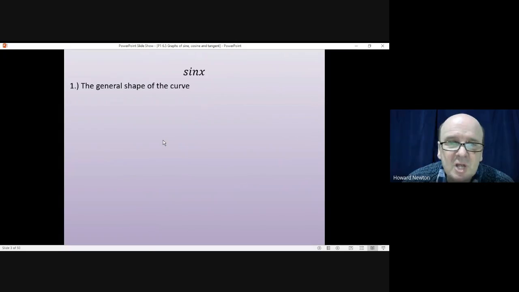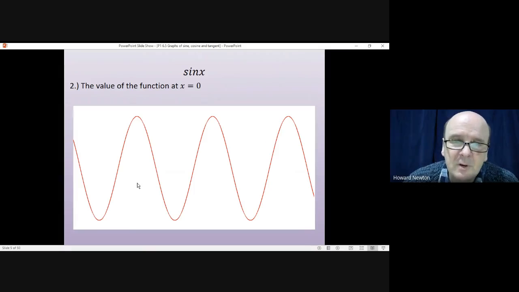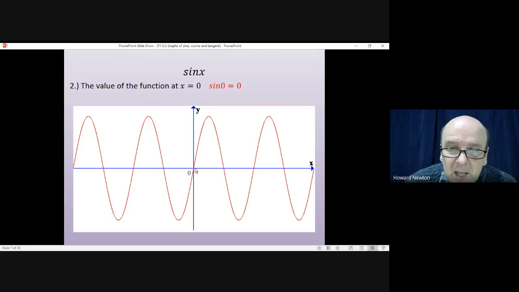The general shape of the sine curve, you should know, but if you don't, that is the general shape of a sine curve. The value of the function at x equals 0: sine of 0 equals 0. If you forget, then just very quickly use your calculator. But sine 0 is 0, which means we can now put in the axes. And the curve starts there at 0, heading upwards from 0.